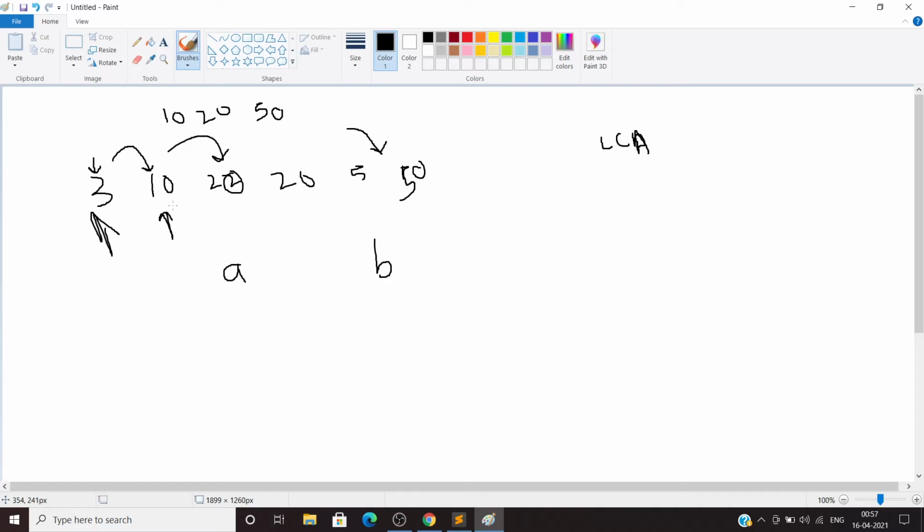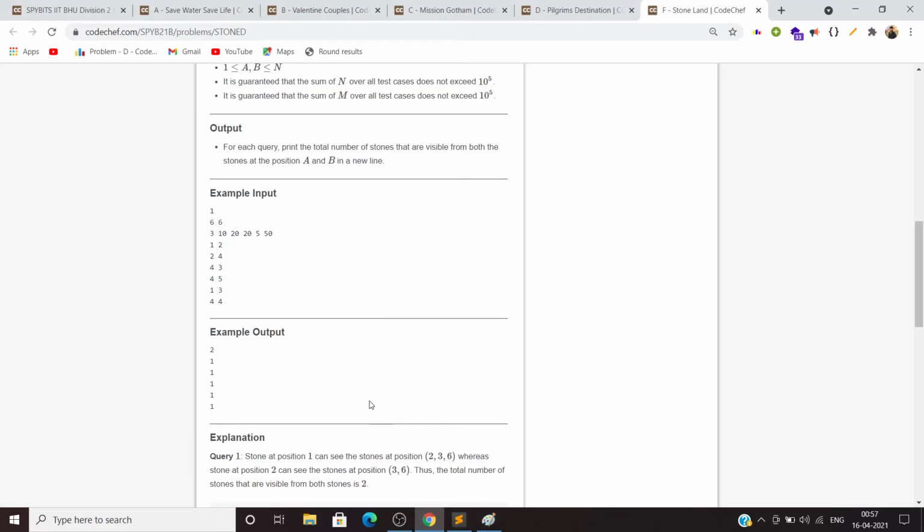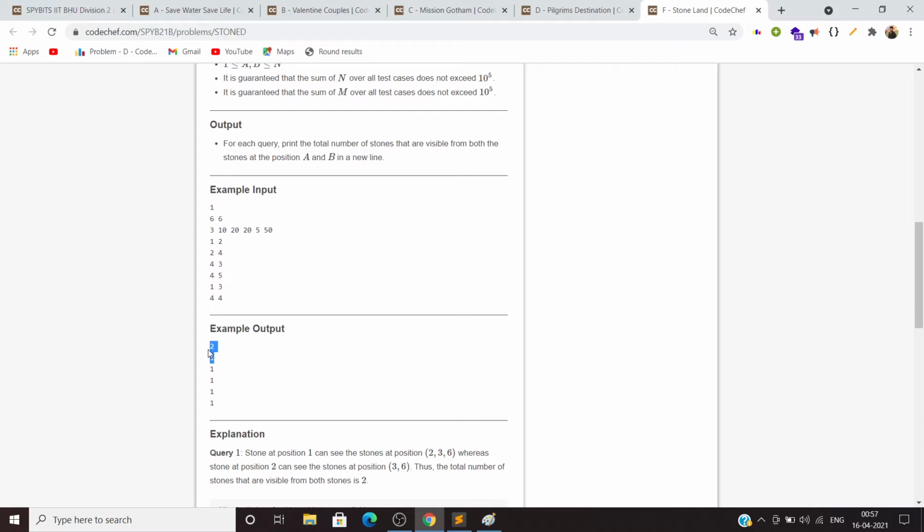But 10 can see 20 and 50. So the mountains that are seen by both are 20 and 50. So the answer is 2. And for every pair, we have to find the number of mountains that are seen by both.